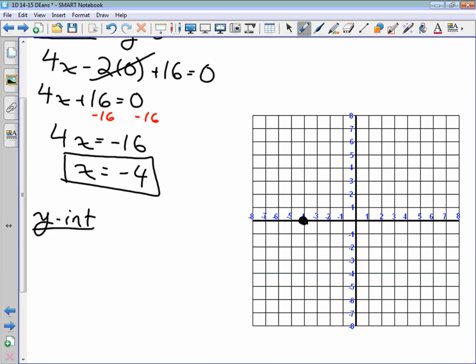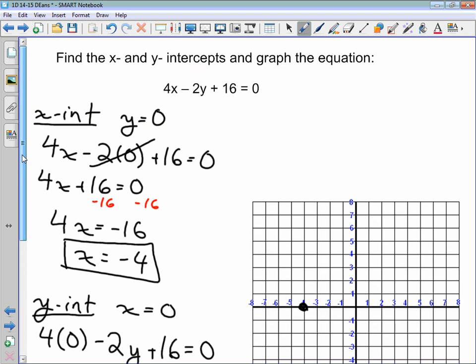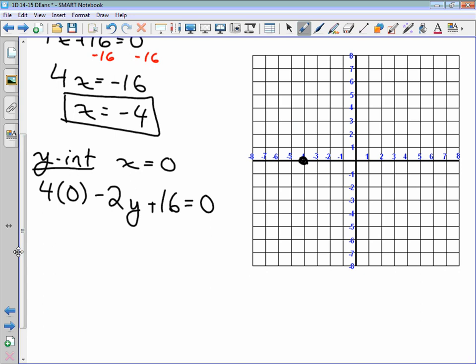So how am I going to find my y-intercept? What do I have to set to 0 to solve for my y-intercept? I have to set x equal to 0. So in my equation, I am going to put x equal to 0. 4 times 0 minus 2y plus 16 equals 0. Just going to double check that I got that equation right. Yep. And then, of course, the 4 times 0 just goes away. So I've got negative 2y plus 16 equals 0.